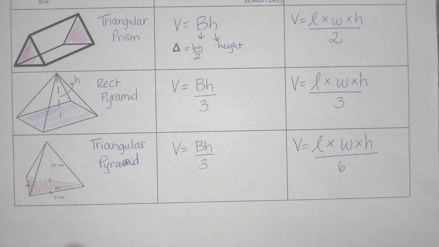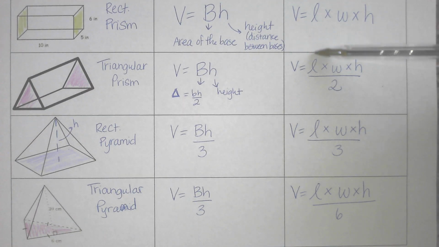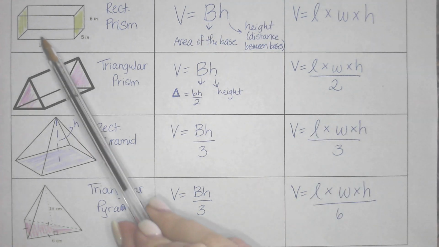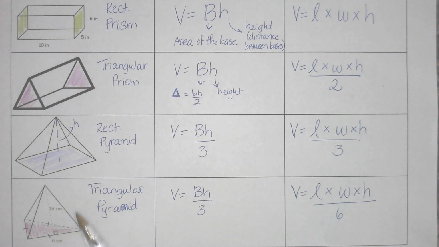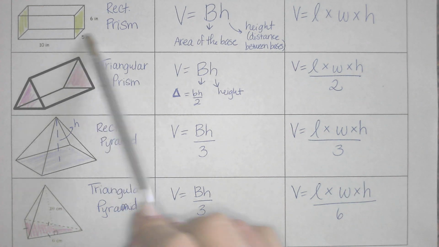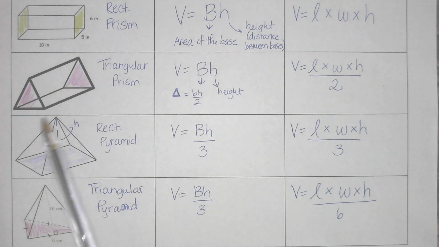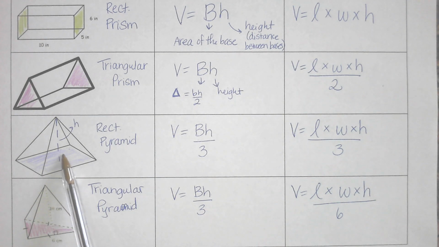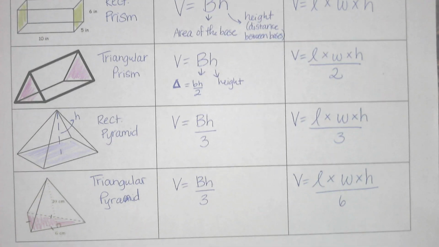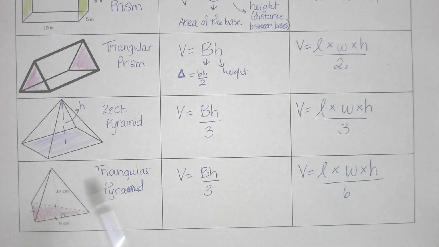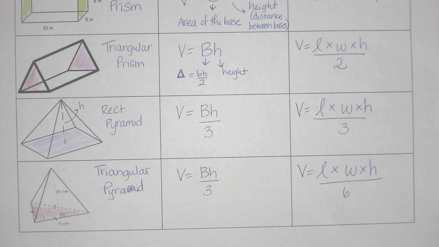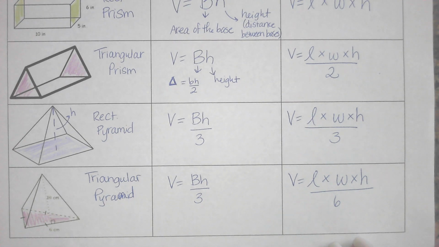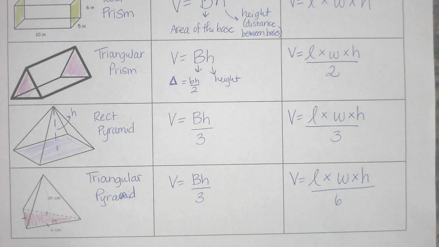Okay? And then also something that, if you kind of struggle with these, remember, the more complicated the shape gets, the bigger the division number gets. So rectangular prisms, super easy, don't divide at all. Triangular prisms, a little bit harder, divide by 2. Rectangular pyramids, a little bit harder, divide by 3. Triangular pyramids, pretty hard, divide by 6. Okay? So that's kind of how I memorize it. There's just 4 different formulas.